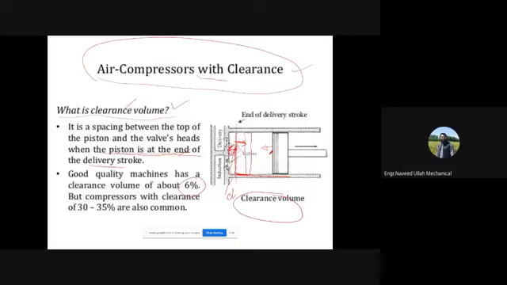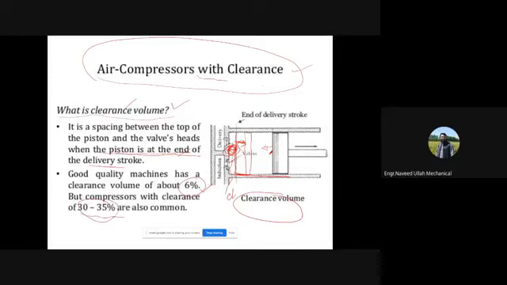तो ये जो आपके पास स्पेस बचती है ना, इसको हम कहते हैं क्लियरेंस volume. अच्छा, जब फिर कहता है कि गुड क्वालिटी की मशीन्स है, ये डिपेंड करता है डिज़ाइनर के ऊपर कितना क्लियरेंस रखता है. अच्छा, गुड क्वालिटी मशीन्स has clearance volume of about 6%. 6% ये होता है, लेकिन it depends. But compressor with clearance of 30 to 35% is not hard and fast. It depends on the design.